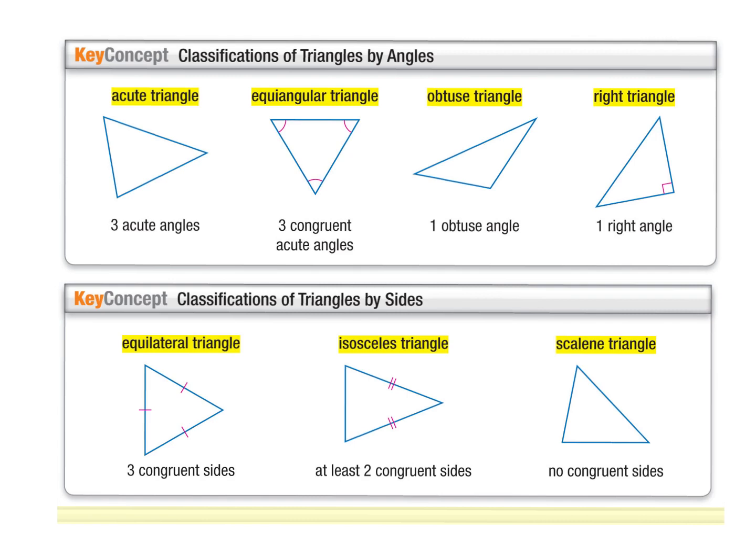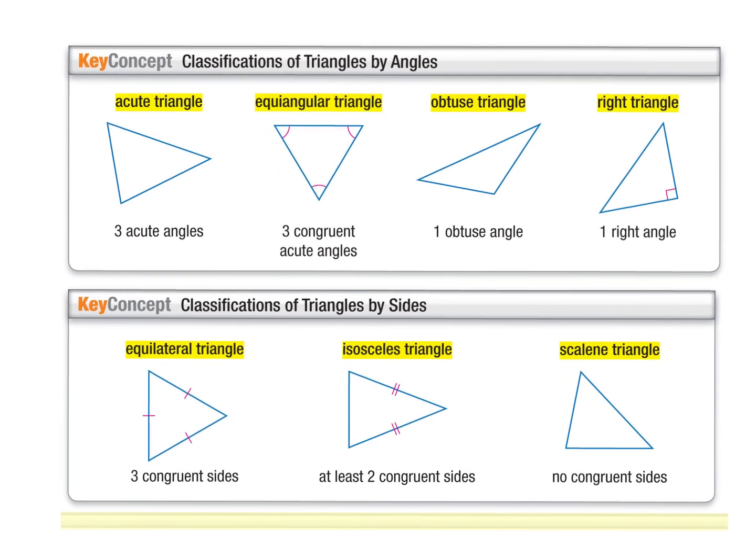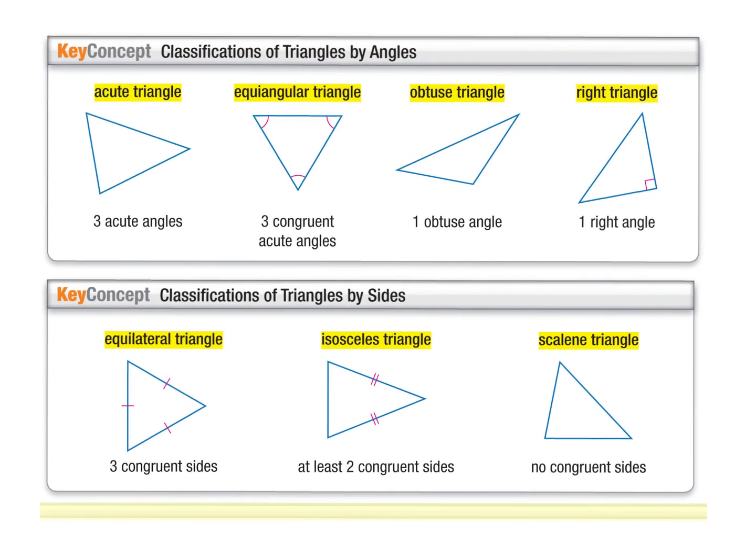What does acute mean? Less than 90. Acute angle means less than 90. So for acute, it says that all of these angles in this triangle right here, all of them are acute, or less than 90. Okay? So acute triangle, 3 acute angles.